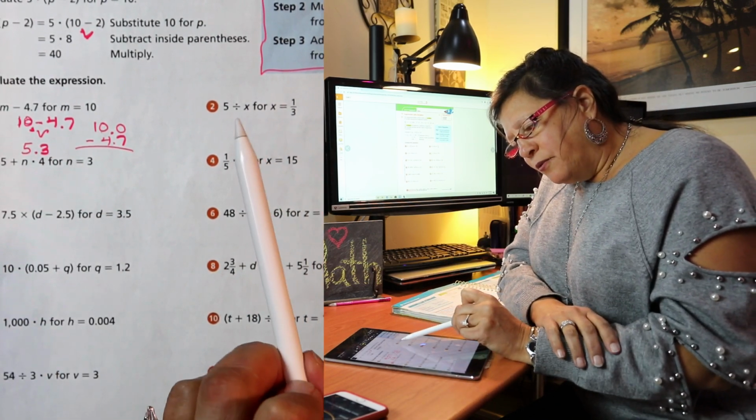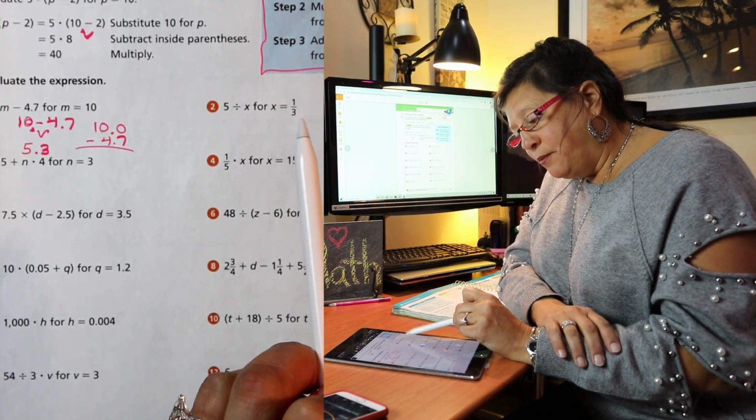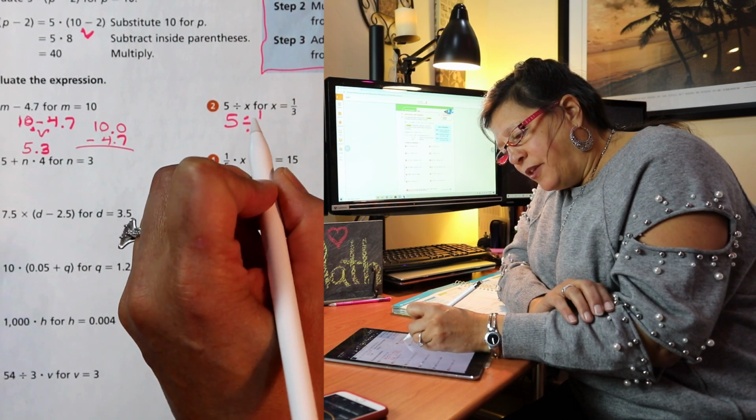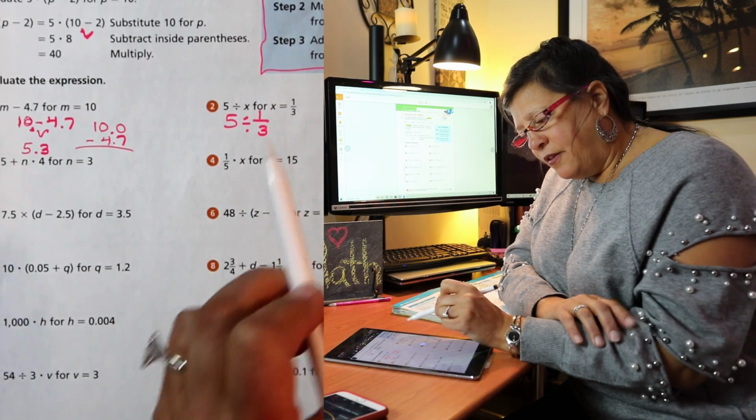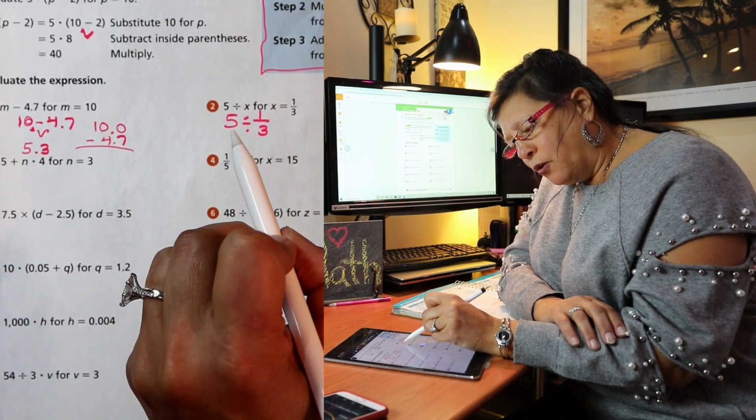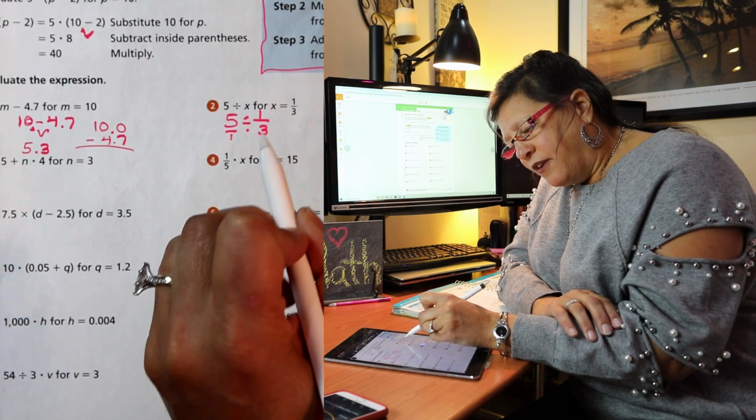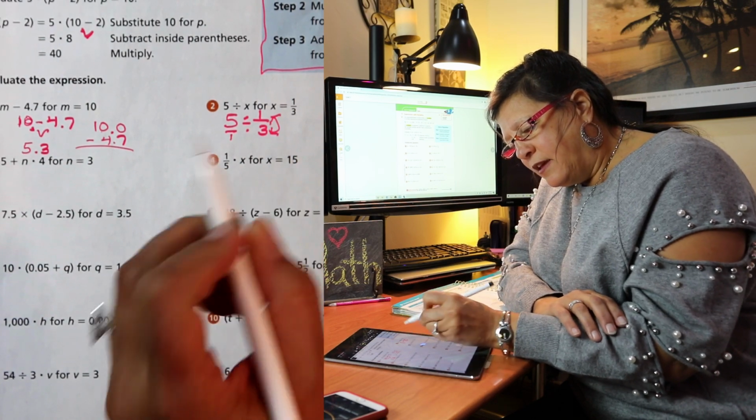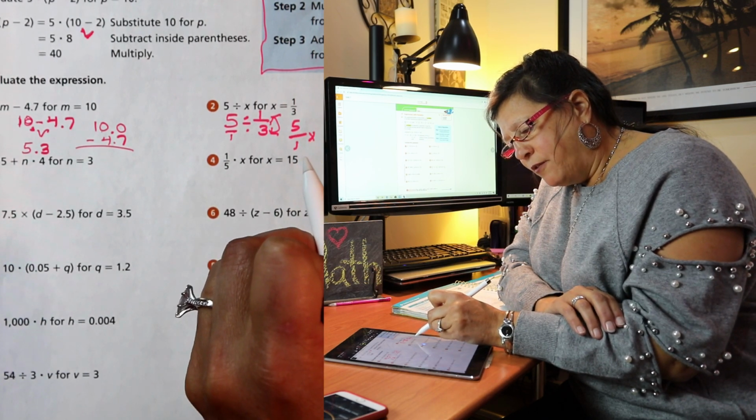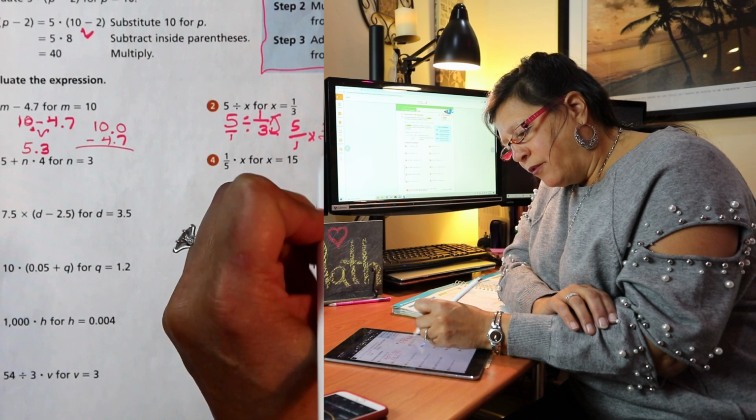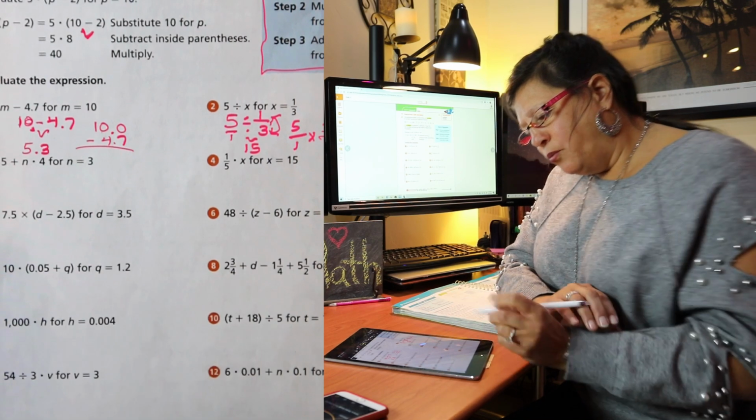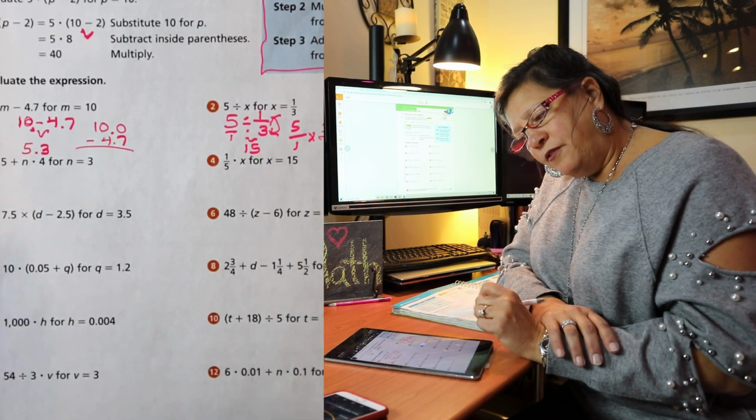Okay, number 2, 5 divided by x, for x equals 1/3. So you rewrite it, 5 divided by 1/3, since we know that x is 1/3. Now this goes back to how do we divide fractions? Remember, your whole number goes over 1. You're going to find the reciprocal of the second and turn it into a multiplication problem. So it becomes 5 over 1 times 3 over 1. All right? So your final answer, once you do your math, you will get 15.